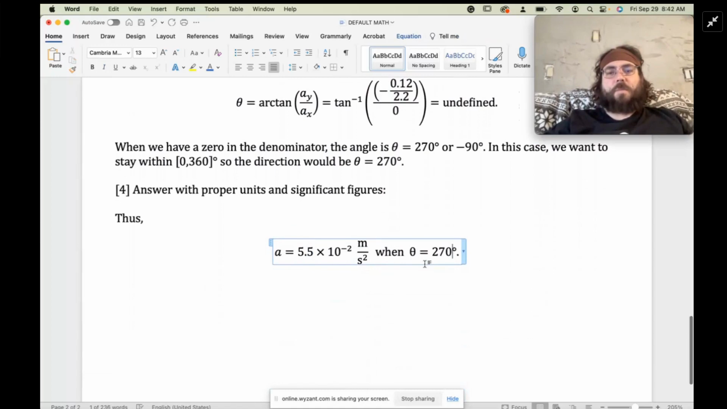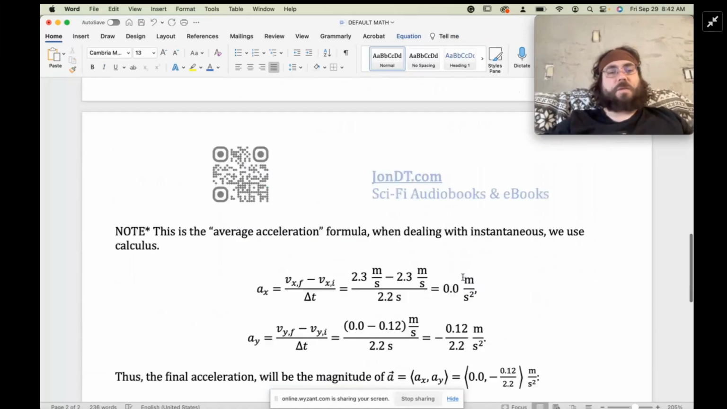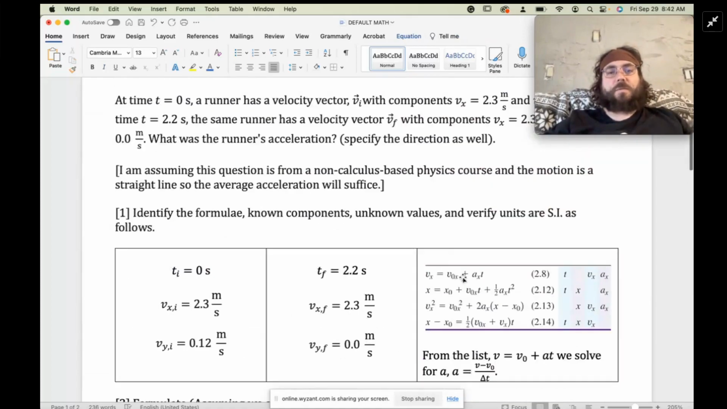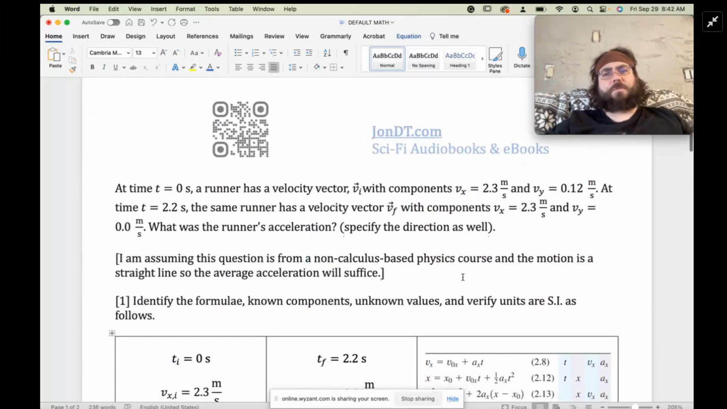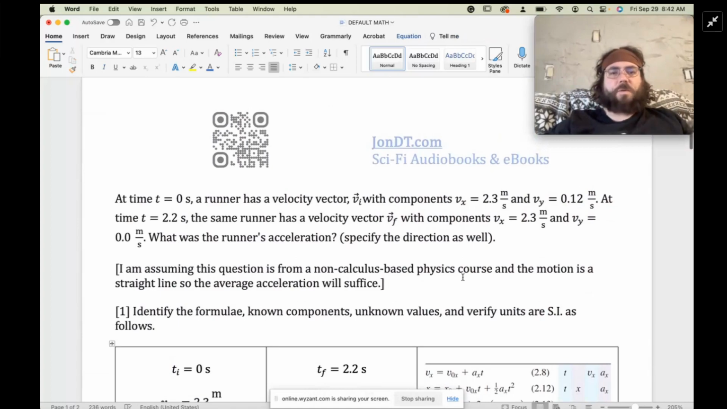And then I've got my angle, theta, 270 degrees. So the final answer is the acceleration is 5.5 times 10 to the negative 2 meters per second squared when theta is equal to 270 degrees. And that would be the average acceleration, assuming that you're in a non-calculus-based course. If you're in a calculus-based course, you're talking derivatives and instantaneous acceleration and velocity and so forth.